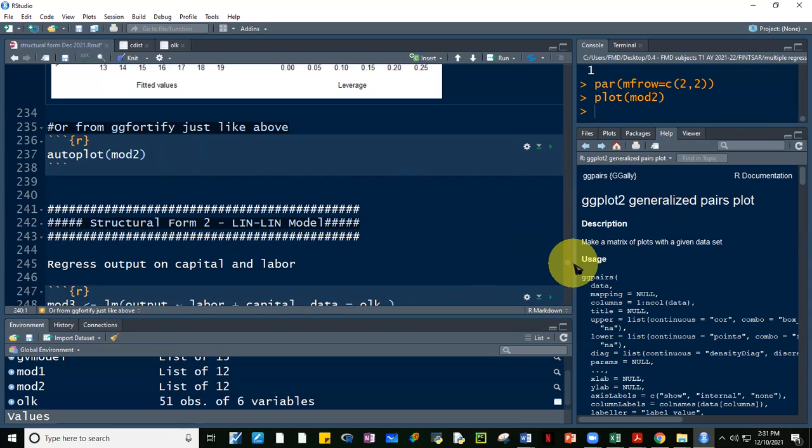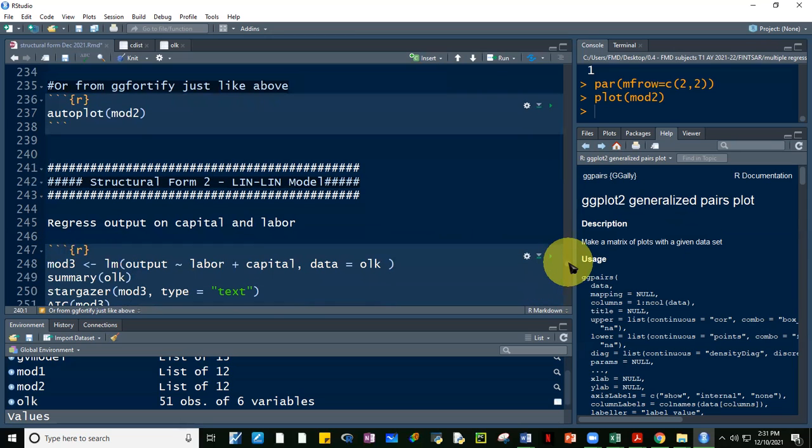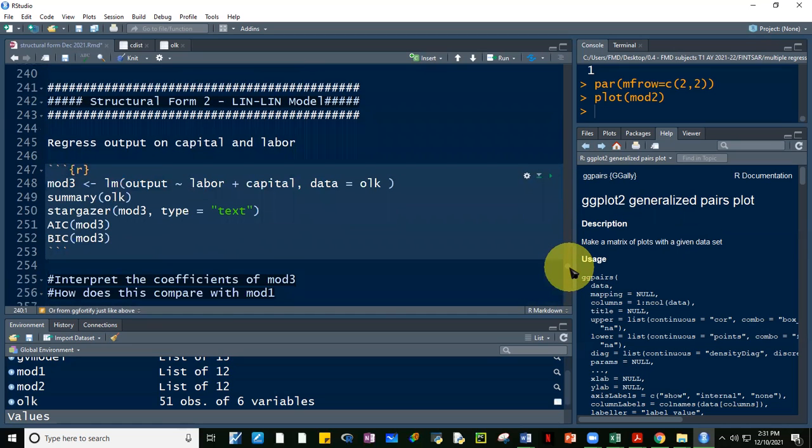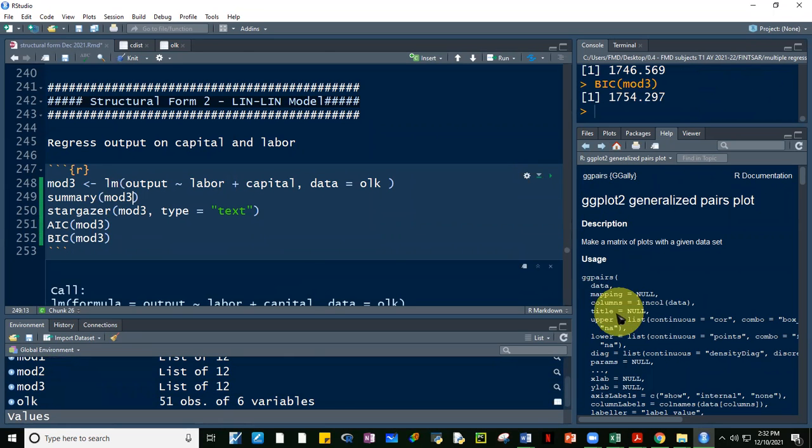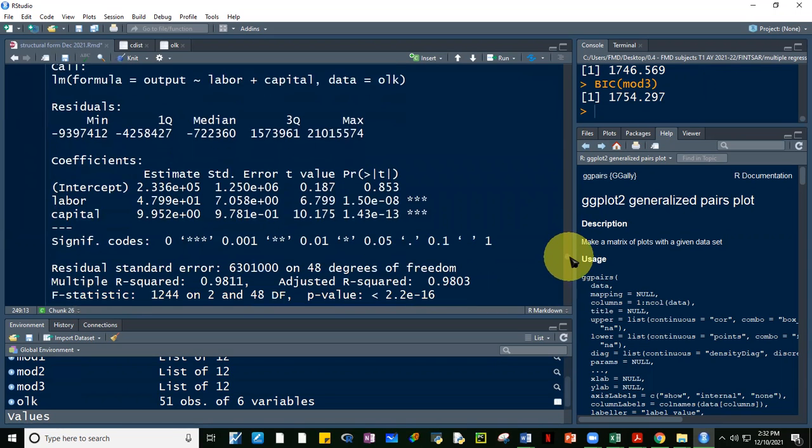Now, this one, let me just start it. What is this lean model? The lean model, guys, has no log. It's linear, which we already know because this is what we've been doing before. So let's create another model, model 3. LM: output on labor and capital. We have no problem here. Then the summary of model 3, then Stargazer, AIC. Let's run this. Labor is significant, capital is significant, the intercept is not significant, but it's okay, it doesn't matter.